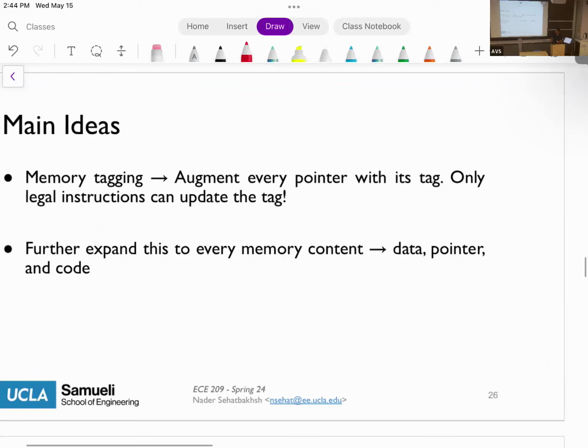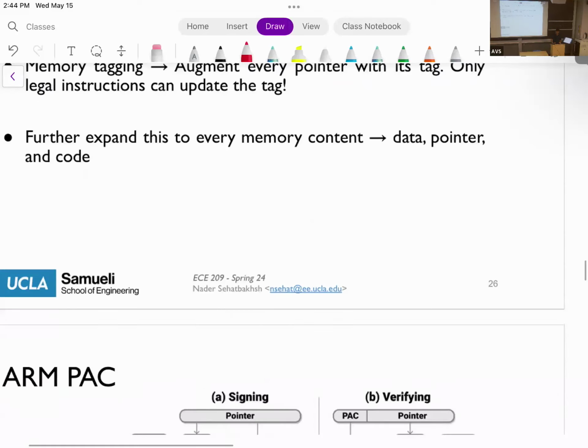And then you can essentially expand this memory tagging idea not just to the pointer, but actually to every content in your memory. You can tag your code, you can tag your data, and you can tag your pointers, right? So essentially whatever I have, I also have a tag associated with it. And then if somebody wants to write to these, they have to write to the tags themselves as well.